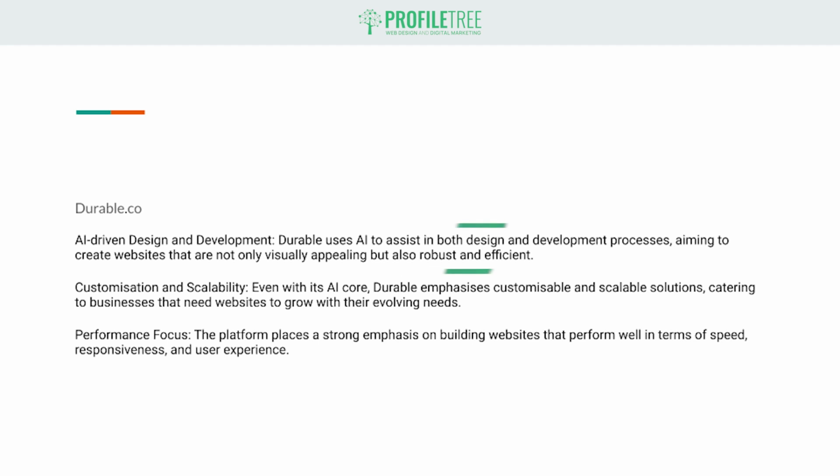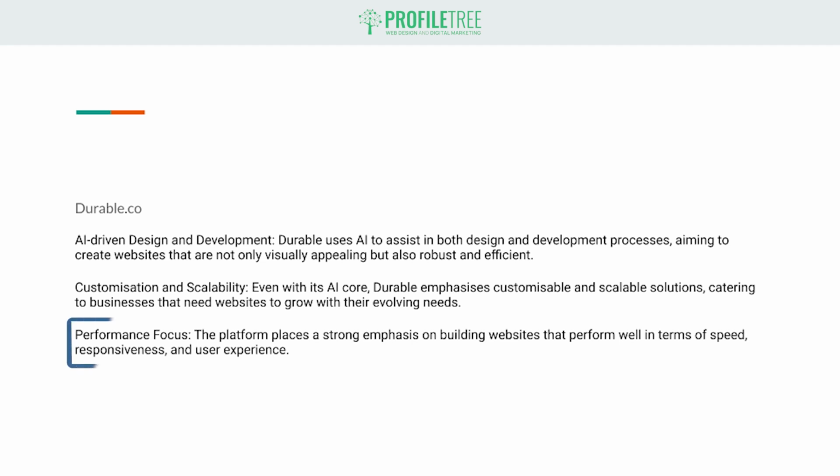So Durable uses AI to assist in both design and development processes, and it'll create websites that are not only visually appealing. It is, for how basic it is, still visually appealing, and I would say it is also robust and efficient. In terms of customization and scalability, you still can change it if you need to. You do have the generated layout if you want to change it. So Durable does have that customizability if you want to change a particular section.